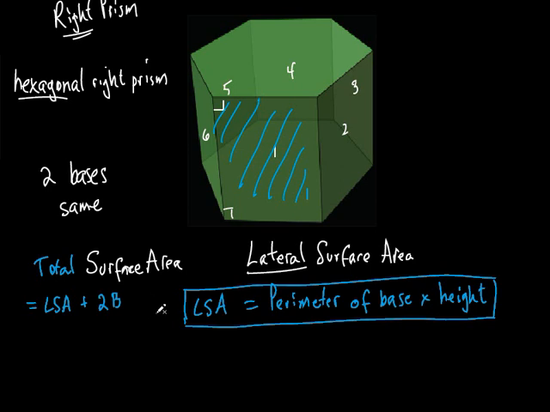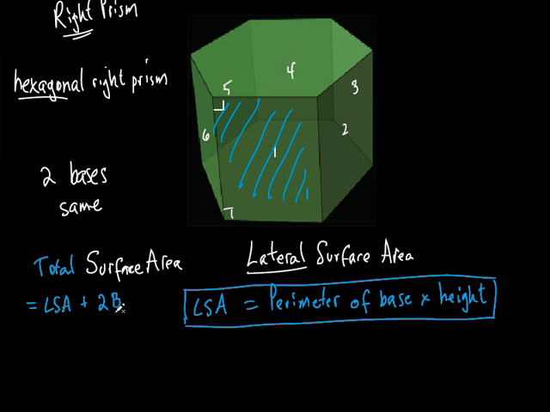I think the book just used the letter L for lateral surface area. I kind of like LSA because it spells it out perfectly for you. Some people just like the shorthand version, I guess, just an L. But I'm going to write LSA. So the total surface area would be the lateral surface area, okay, plus the top and the bottom.